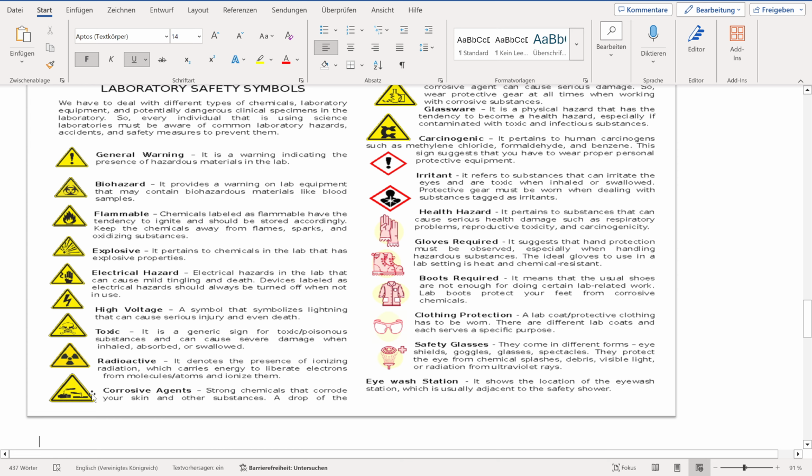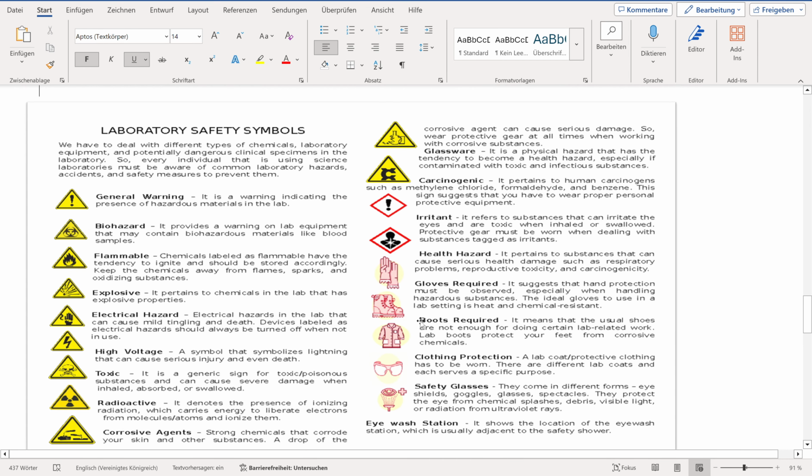Okay, then you have this safety symbol that I'm encircling here. It shows that whatever it is that is contained inside is a corrosive agent. So strong chemicals that corrode your skin and other substances. Okay, a drop of the corrosive agent can cause serious damage, so wear protective gear at all times when working with corrosive substances.